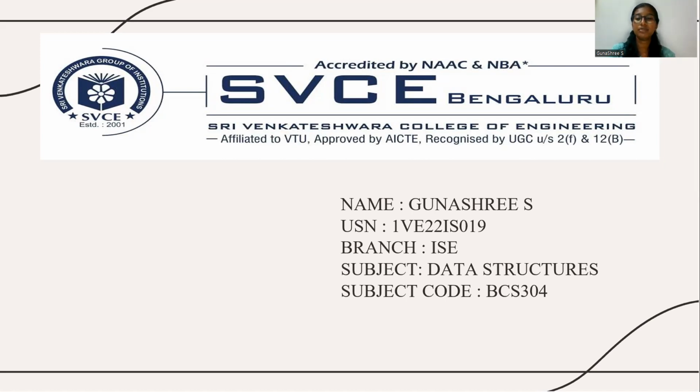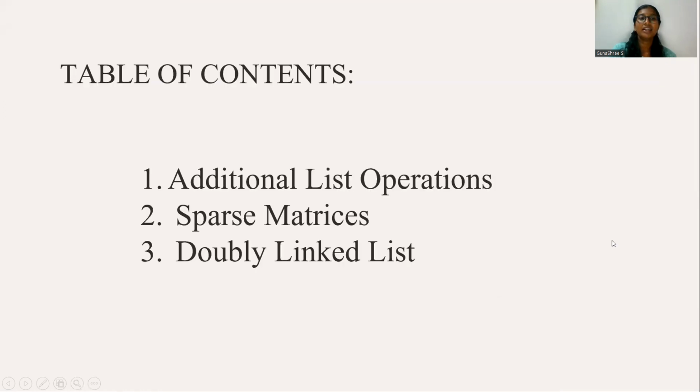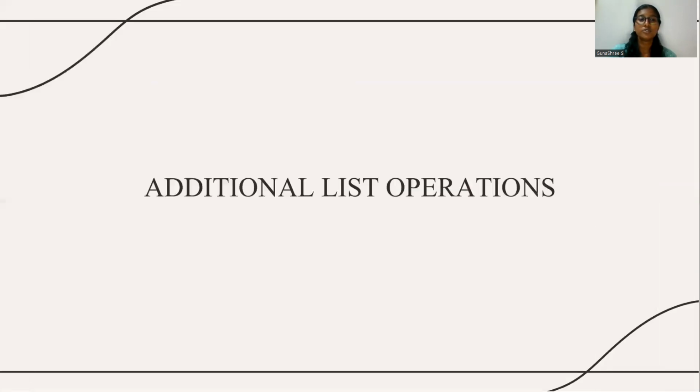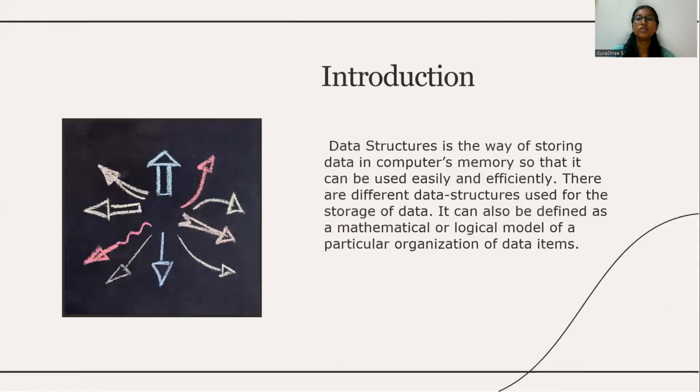Today I'll be taking up the subject data structures and I'll be discussing the following topics: additional list operations, sparse matrices, and what is a doubly linked list. So speaking about additional list operations first, what is a data structure?